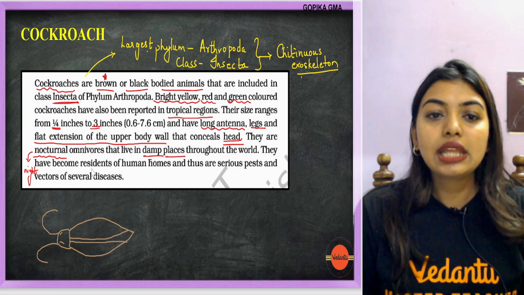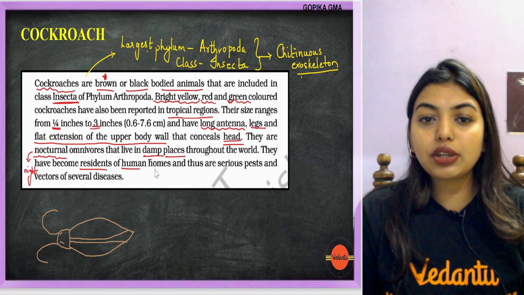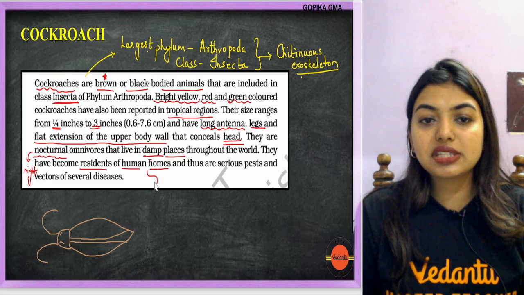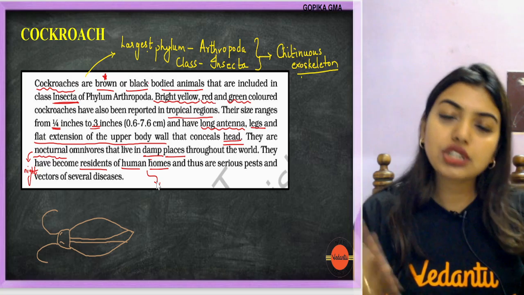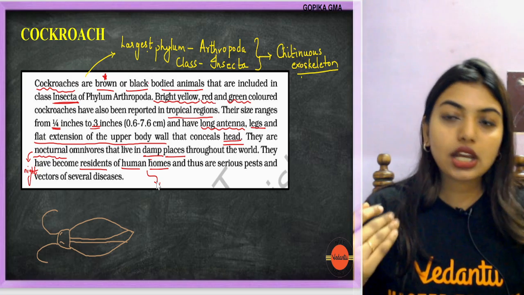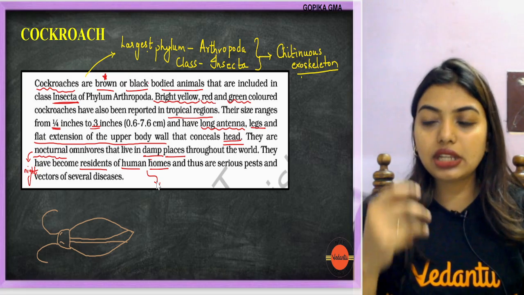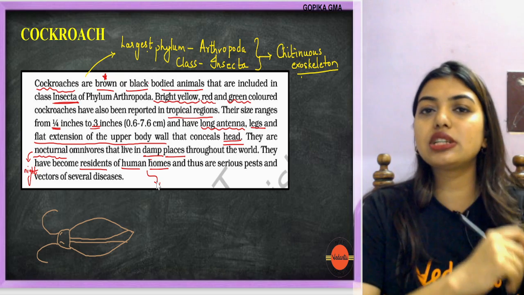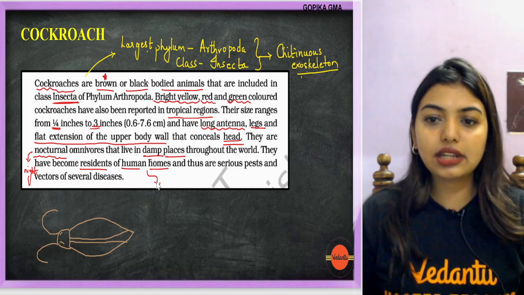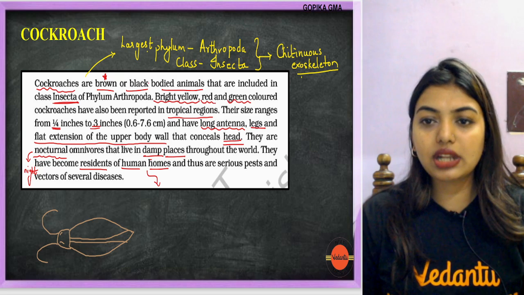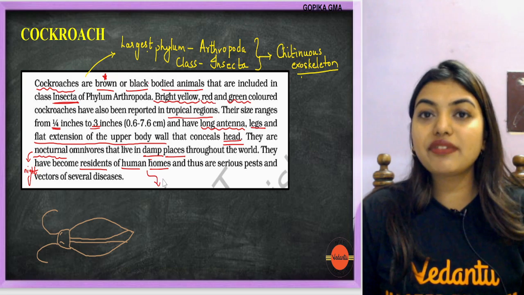Now look here, they have become residents of human homes. Sometimes when we see the number of cockroaches around, we feel like we should give the home to the cockroaches and maybe shift somewhere, because even just one cockroach is enough, students. It will spoil the entire home setup. So that is a problem, that these cockroaches are very, very dangerous.